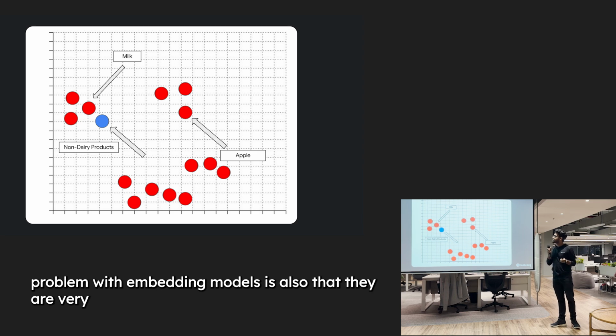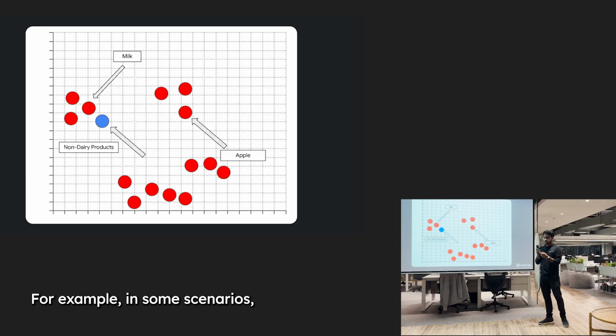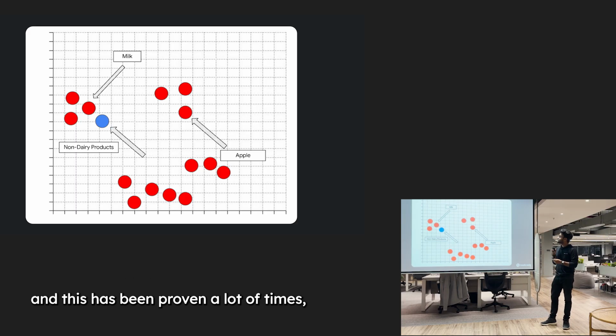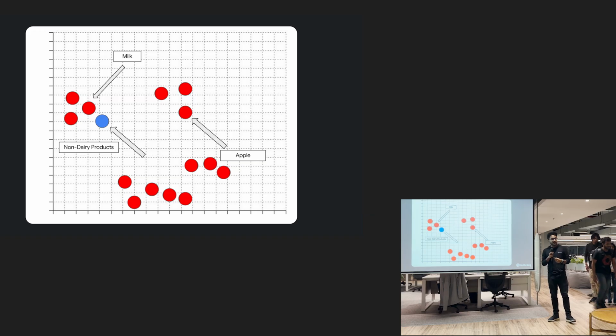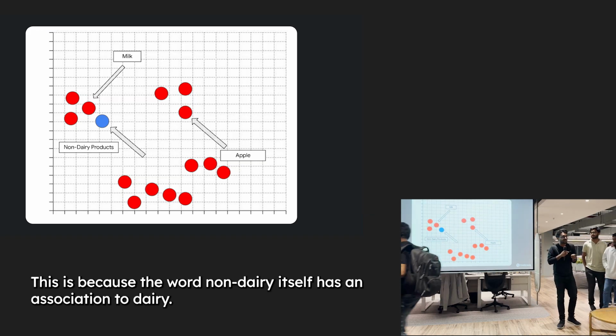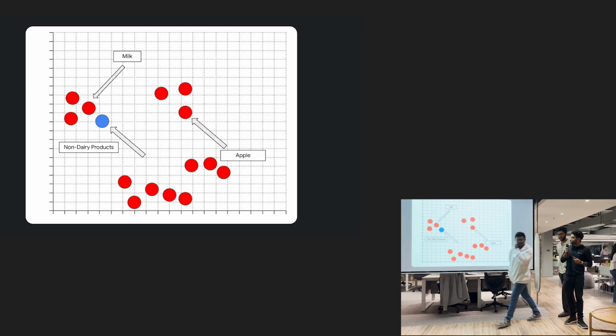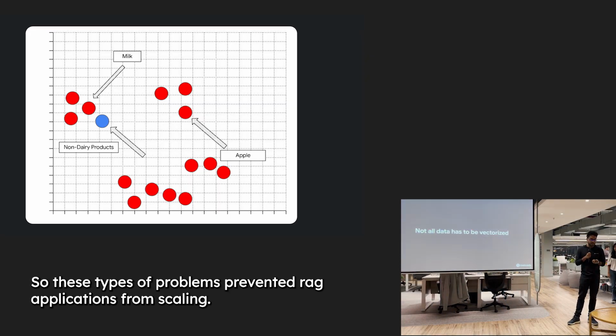Now one rare problem with embedding models is also that they are very dependent on the construction of words that make a sentence. For example, in some scenarios, and this has been proven a lot of times, the word non-dairy products is closer to milk than to apple. This is because the word non-dairy itself has an association to dairy. Right? So these types of problems prevented RAG applications from scaling.